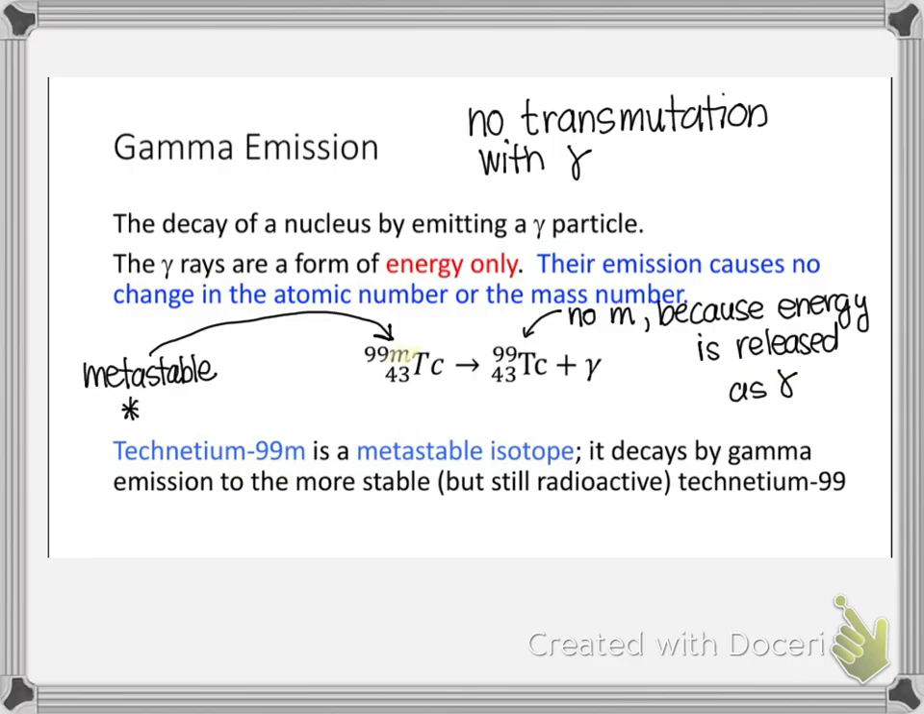All right, so it's not an incorrect thing. It's not a coincidence that both sides have technetium-99, because all that's happening is it's starting with too much energy, metastable, and then it's releasing its energy as a gamma ray and just becoming technetium-99.